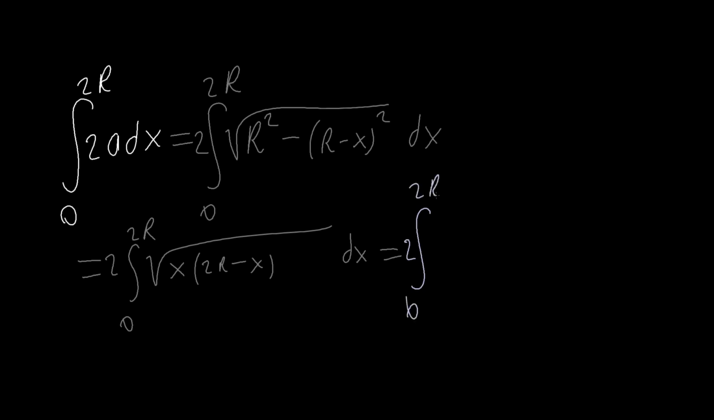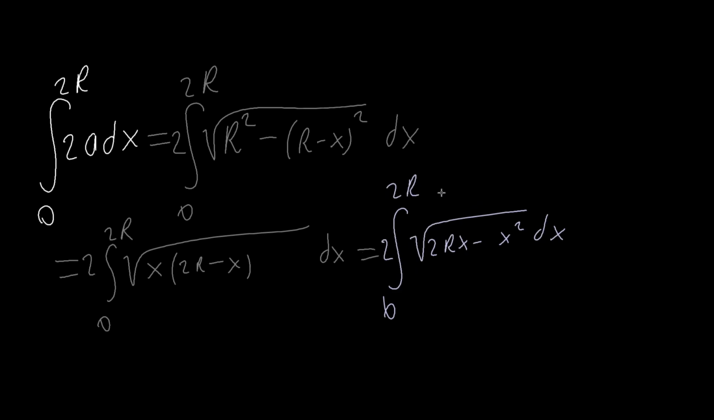which will then be equal to integral 0 to 2r, and then we are gonna say square root of 2rx minus x squared dx. Okay, now this is basically the area of our circle. This is how we can find the area of a specific circle.